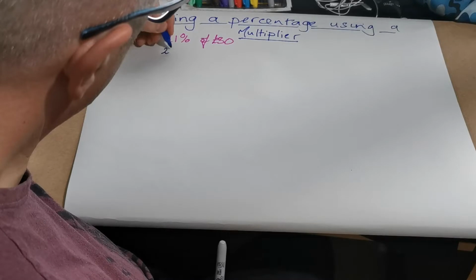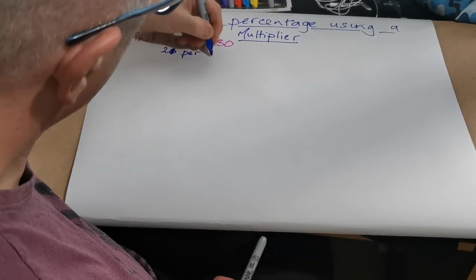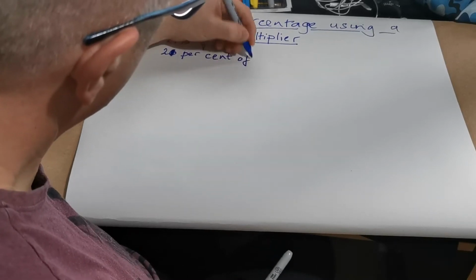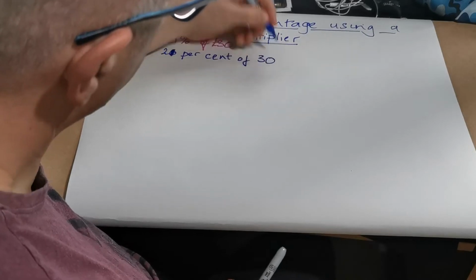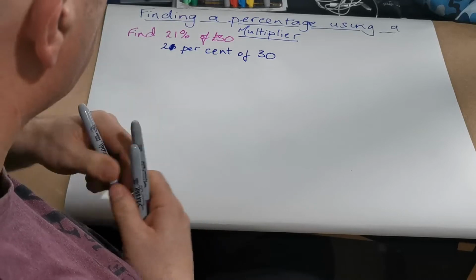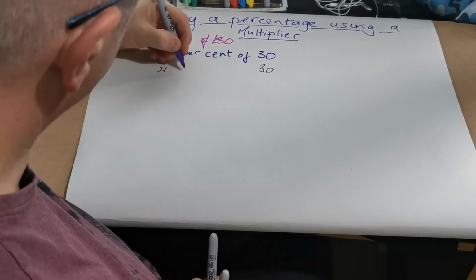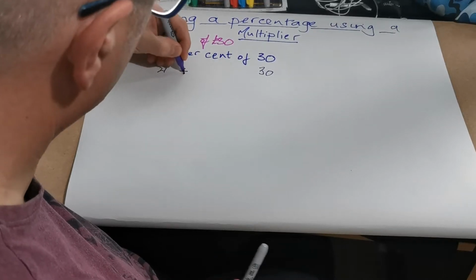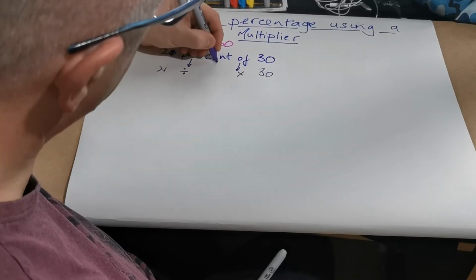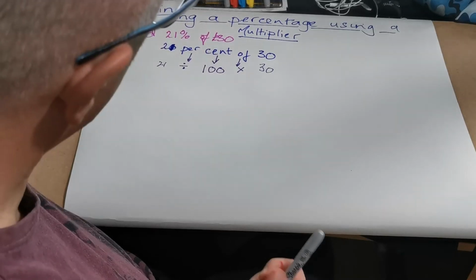So 21 percent of 30. And think about the mathematical meaning of a lot of these words. So obviously we've got 21 and 30. But this per means divide, always. Of means times, always. And cent, I think you're used to seeing as the word 100.